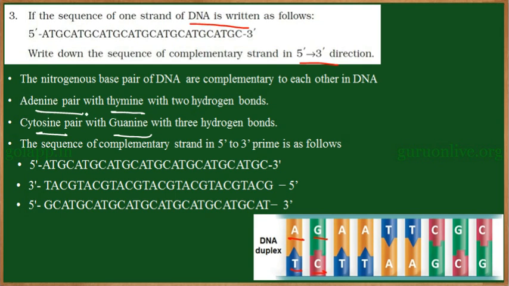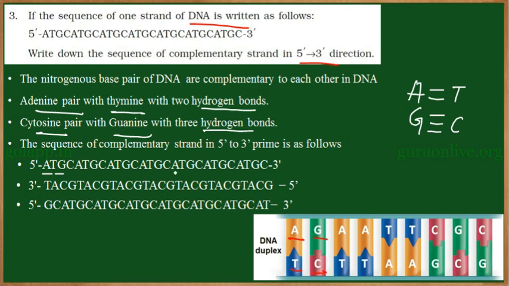So between adenine and thymine there are 2 hydrogen bonds. Between cytosine and guanine there are 3 hydrogen bonds. So between AT there would be 2 and between GC there would be 3. Now this is constant. It is found in the DNA. Now the sequence given in the question is from 5 prime to 3 prime. This A, T, G, C, A, T, G, C and goes on.